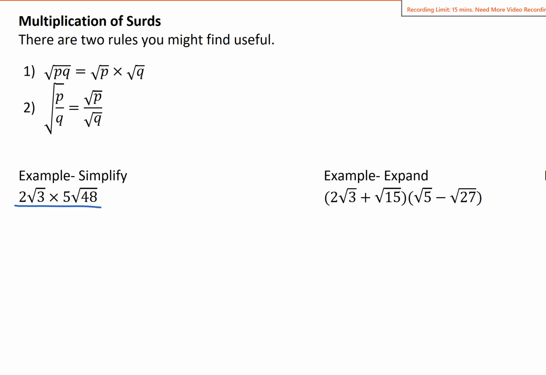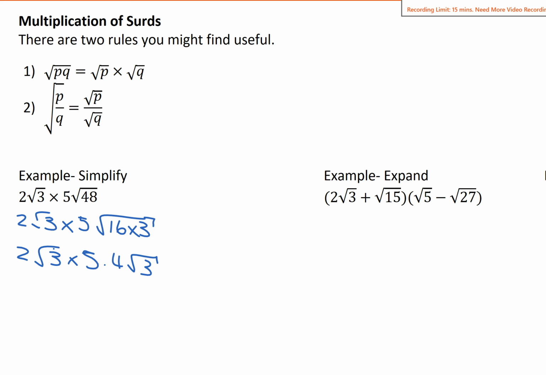Well, what did we do yesterday? We simplified the root 48, eh? So root 48 is what? Root 16 times root 3, the square root of 16 times 3. You guys happy with that? Guys that were in here yesterday, so the square root of 48 is the same as the square root of 16 times 3, isn't it? The square root of 16 is what? 4. So this is 2 root 3 times 5 times 4 root 3. Okay, so can you see now how the root 48 became 4 root 3?